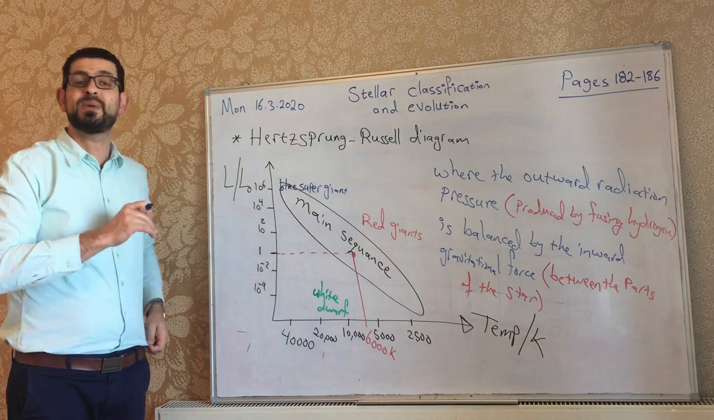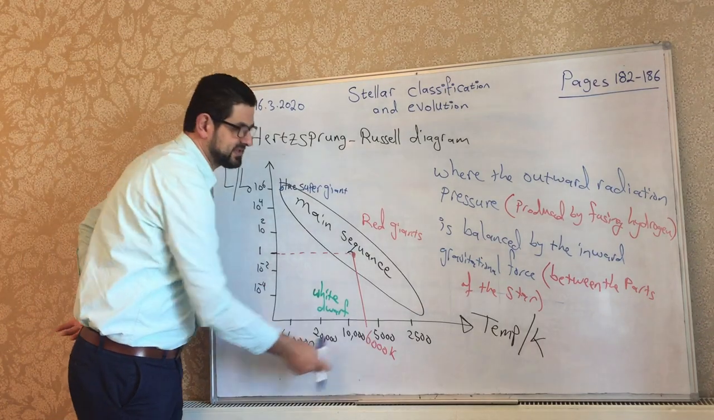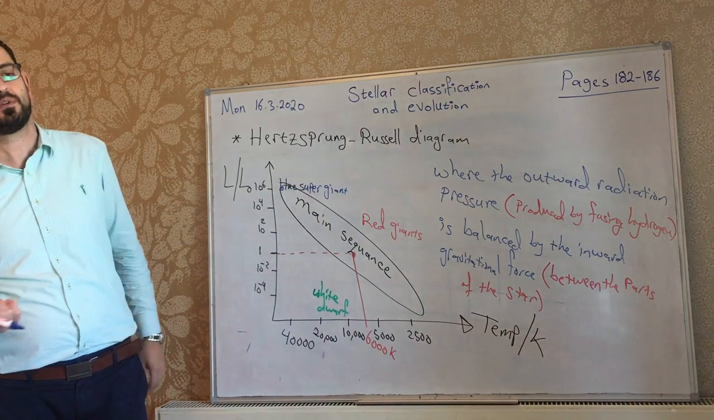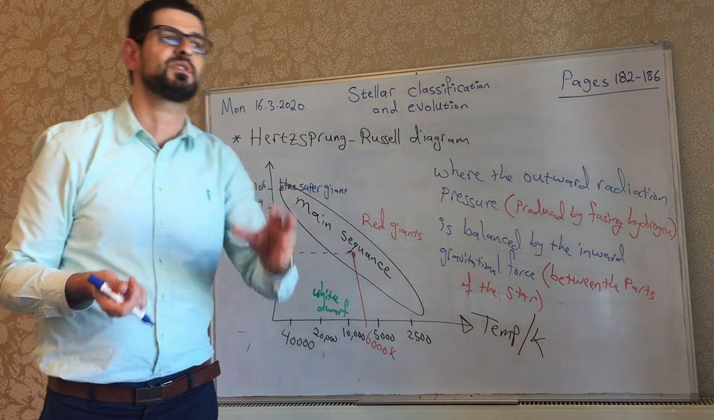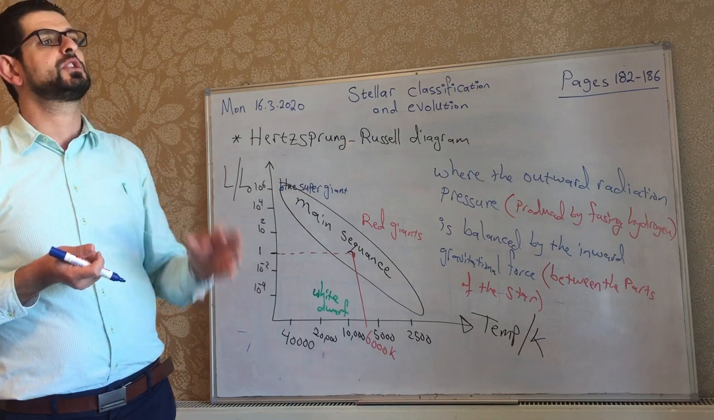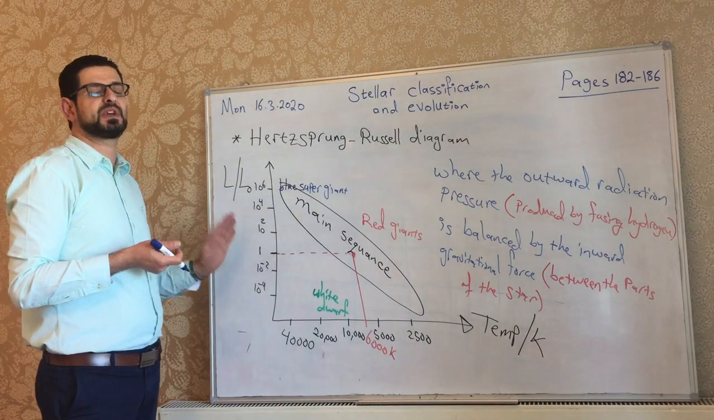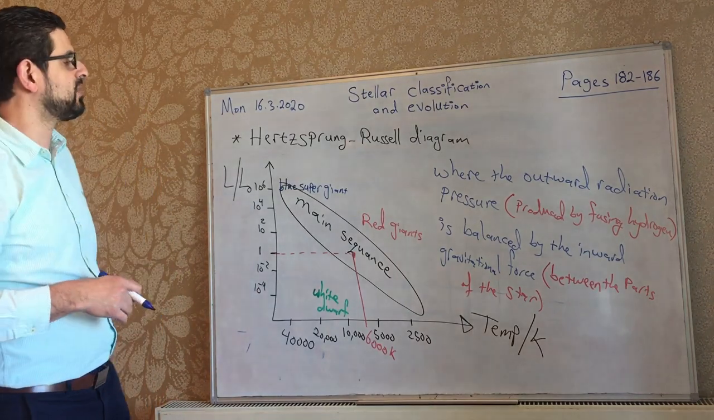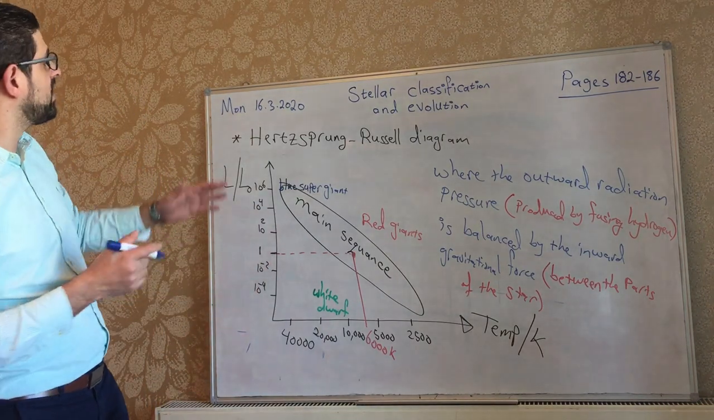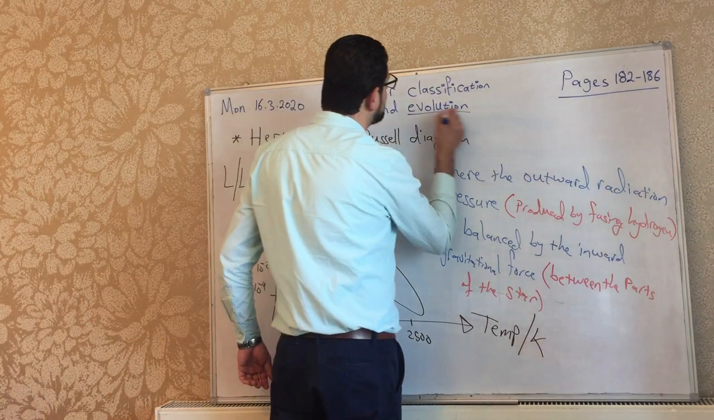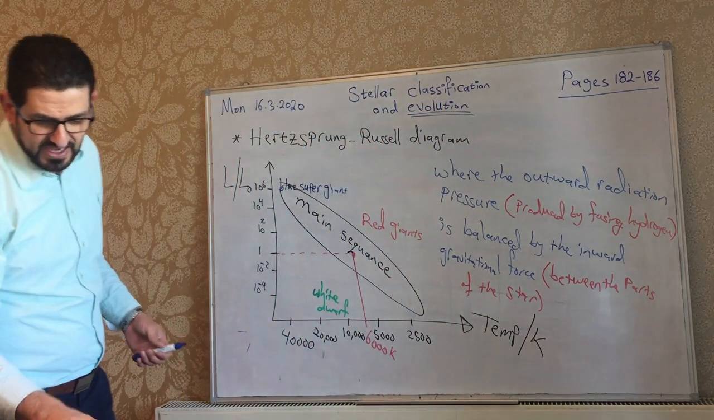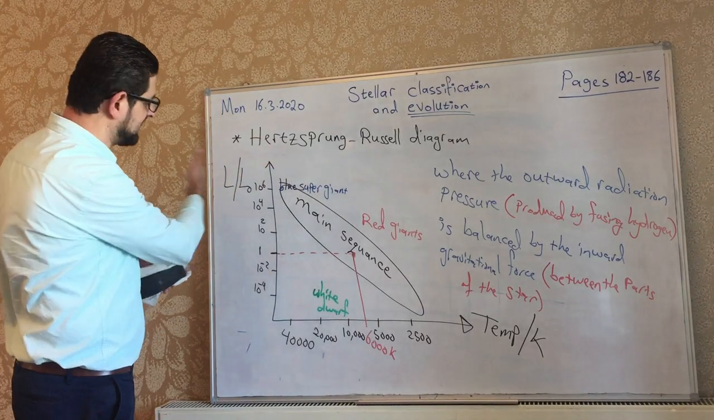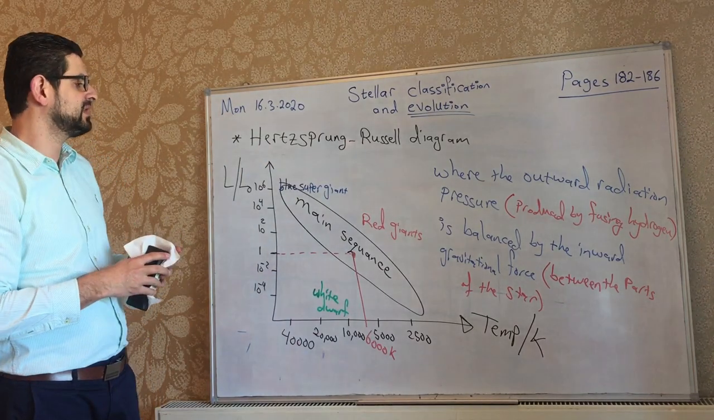Now, this is the Hertzsprung-Russell diagram. We may use it to know what is the temperature of a star, or if you know the temperature, you can tell what is its luminosity compared to the luminosity of the sun. And since the luminosity of the sun is constant, we can find the luminosity of the star itself. Okay, we'll talk about this in more detail later on. Now, we want to talk about stellar evolution, stars' evolution, how they are created, and what would happen next.